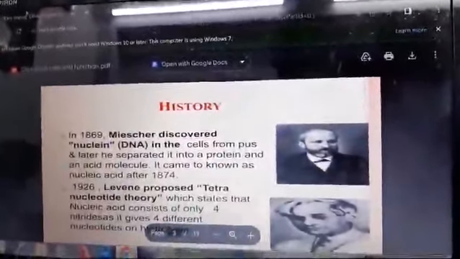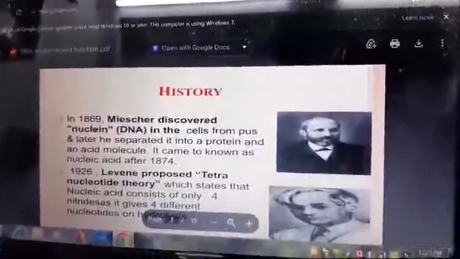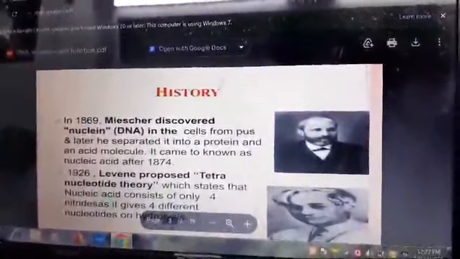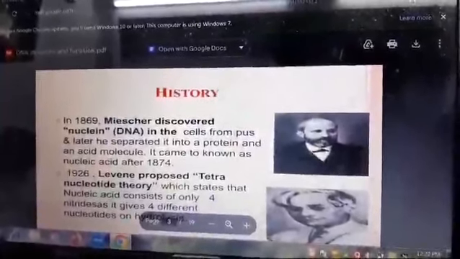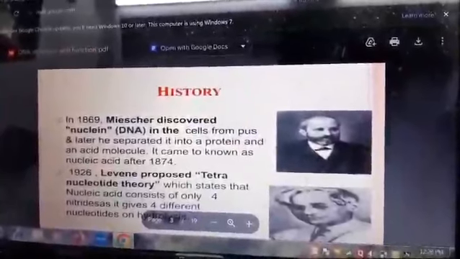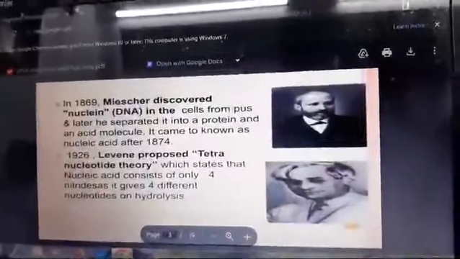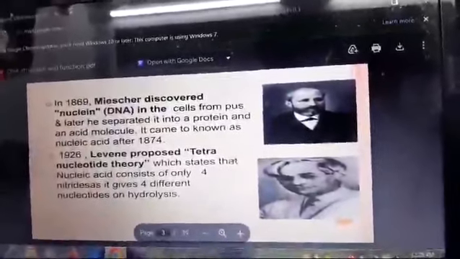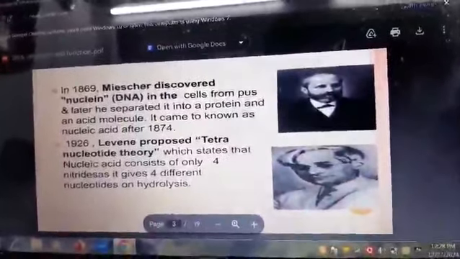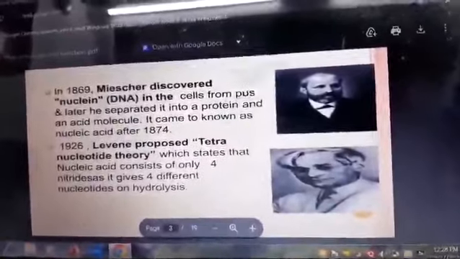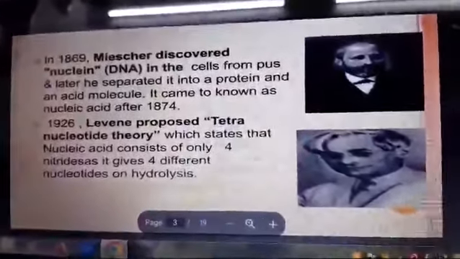In 1869, Miescher discovered nuclein, DNA, in the cells from pus, and later he separated it into a protein and an acid molecule. It came to be known as nucleic acid after 1874. In 1926, Levene proposed the tetranucleotide theory, which states that nucleic acid consists of only 4 nitrogenous bases. It gives 4 different nucleotides on hydrolysis.